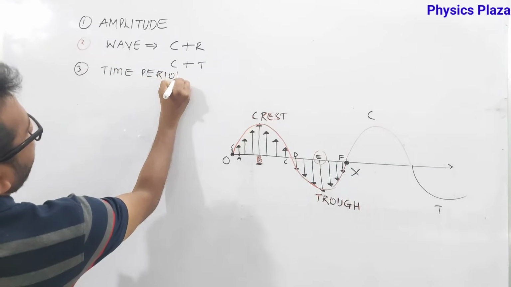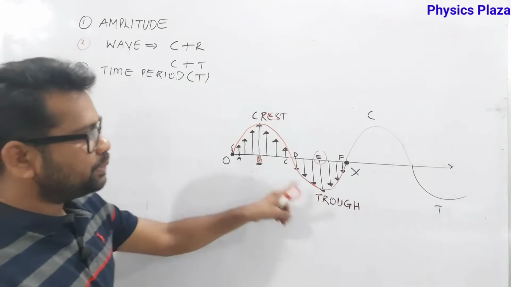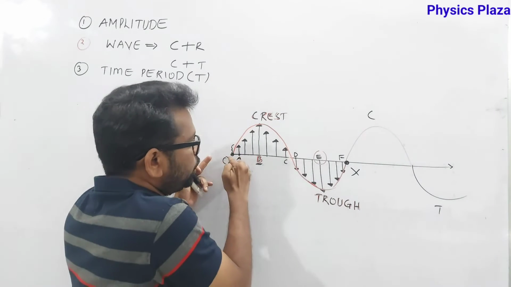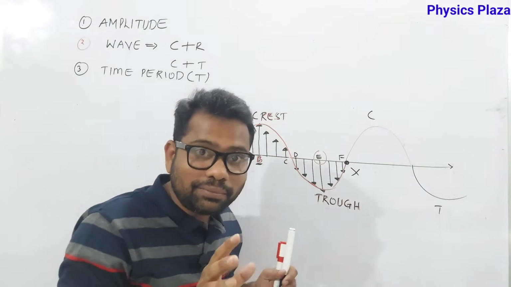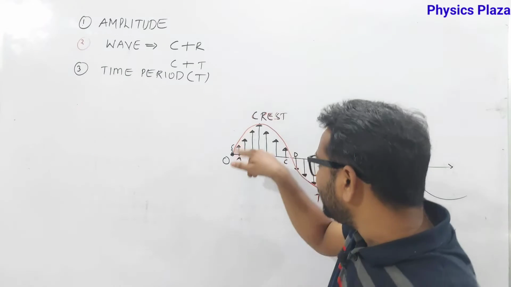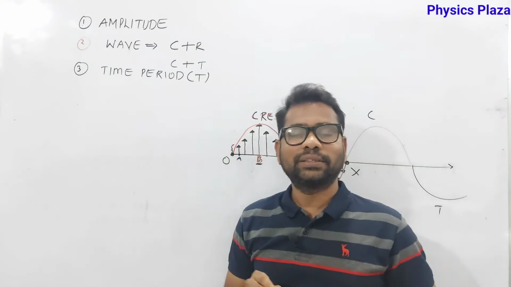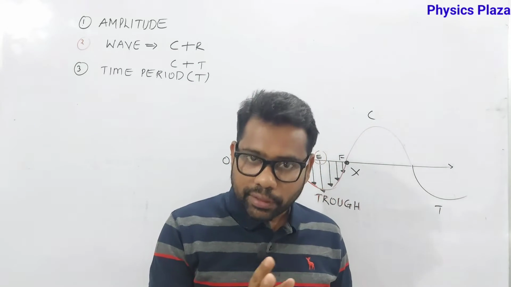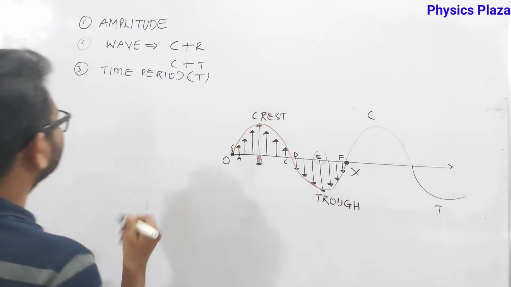Time period will be represented with a capital T. Children, here T, don't get confused. Here T means time period, not trough. What is the time period, children? Again I am telling children. To complete this wave, will it take some time? Yes, obviously. Some time will be taken to complete one wave, right? That time taken only we can call the time period. That is the time taken to complete one wave. It might be a transverse wave or it might be a longitudinal wave. That is called the time period.